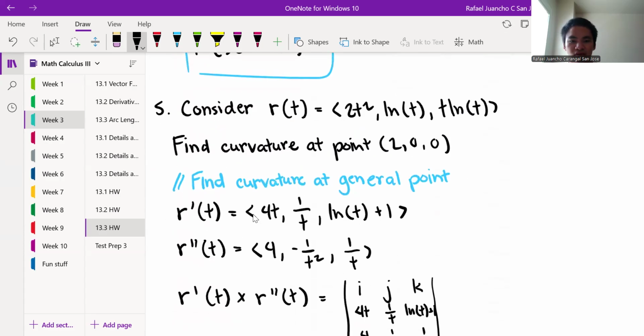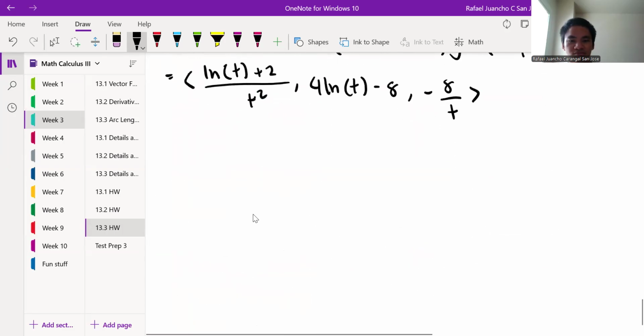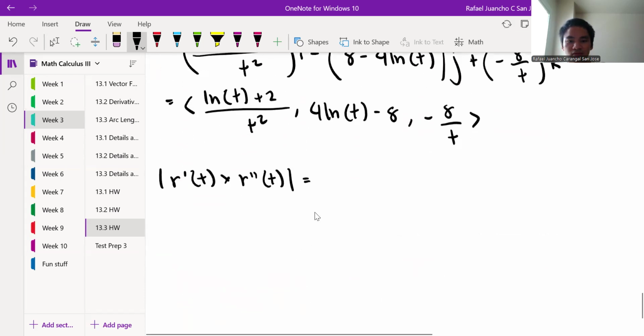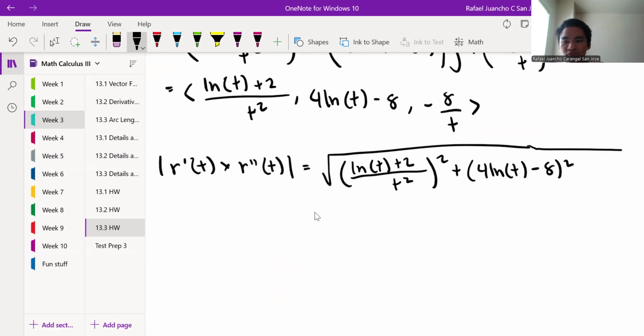Now, I get the magnitude of that thing. So if I want to get the magnitude, well, I just do this. Double prime. And then this will give me, well, the distance. So I square that thing. So yeah, some long computations here. And I keep doing it.